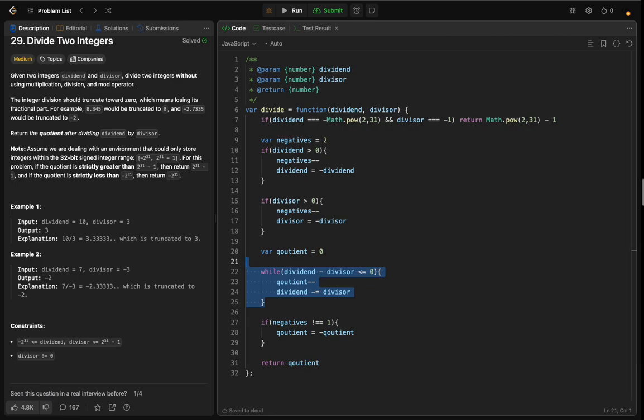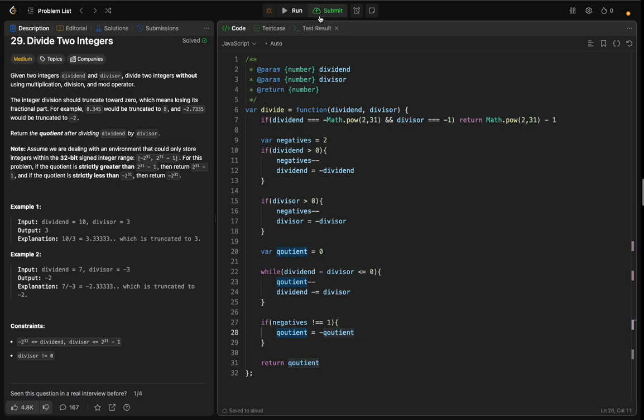After that, we have the sign adjustment. After the loop, the code checks the value of the negatives. If it's not equal to one, means there were originally two negative signs, so the quotation remains negative. Okay. Otherwise, it switches the sign so the quotation is positive. Okay. And after that, we return the result. So the function returns the quotation as the result of the division.